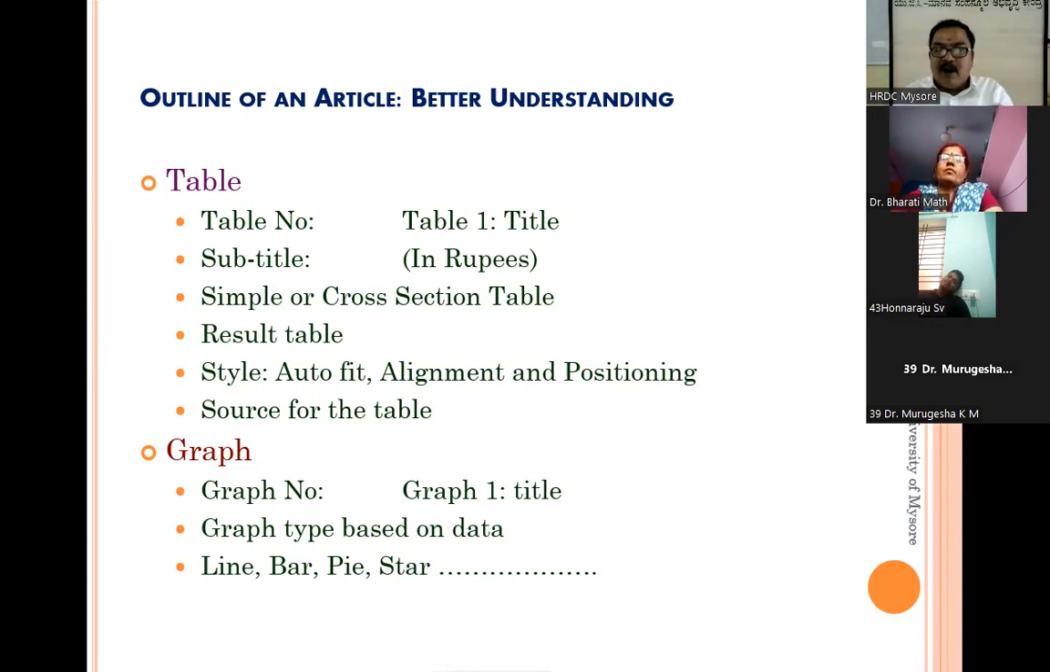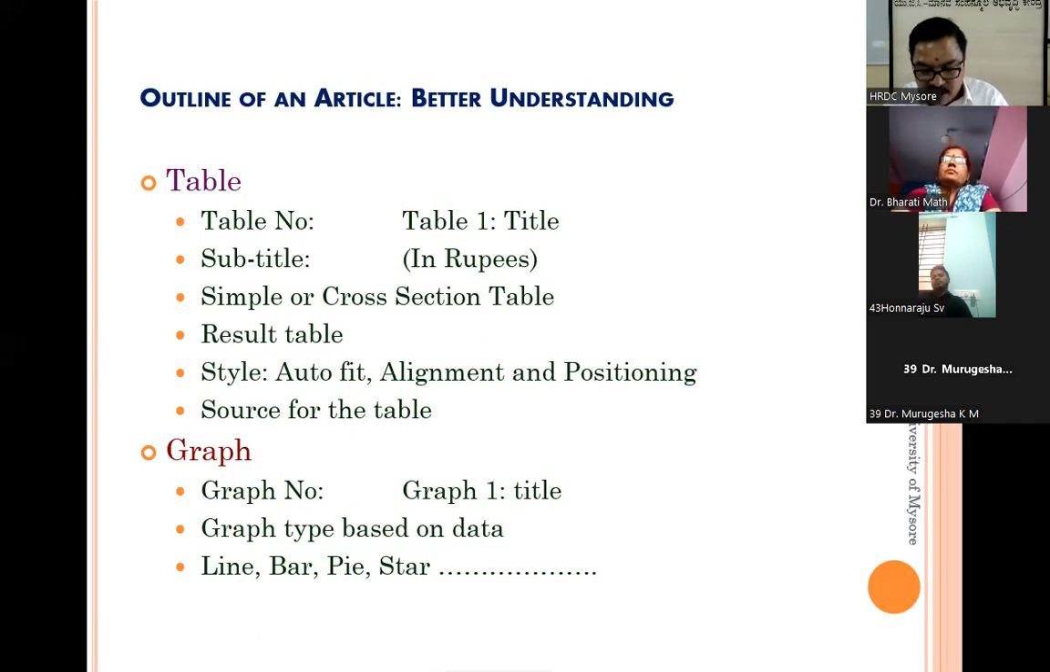Instead of presenting in the form of a table, you can present in the form of an equation. So there are standard ways of presenting the tables and the data and the results. You follow that. And don't forget to auto fit. Your content should fit according to their size. Alignment, 99% of the time should be in the center. Positioning, and the data source for the table, from where you have taken the data.